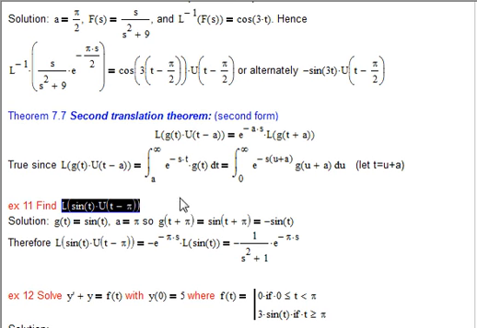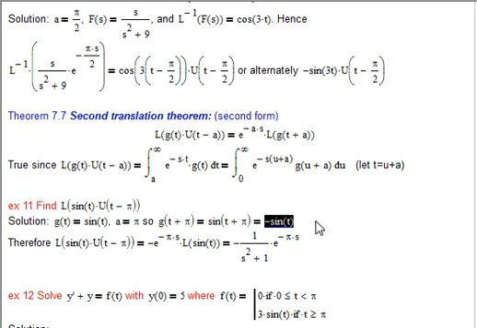Find the Laplace transform of sine of t times u of t minus pi. So, g of t is sine of t, a is pi, so g of t plus pi is sine of t plus pi. And that means negative sine of t, because this is sine of t cosine of pi plus cosine of t sine of pi, being 0, so negative sine of t.